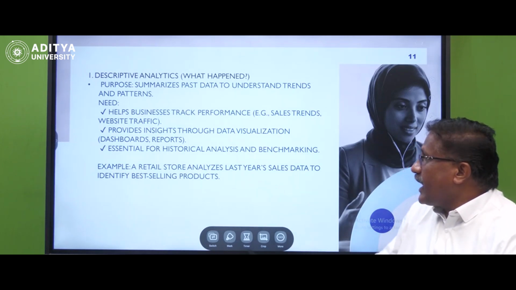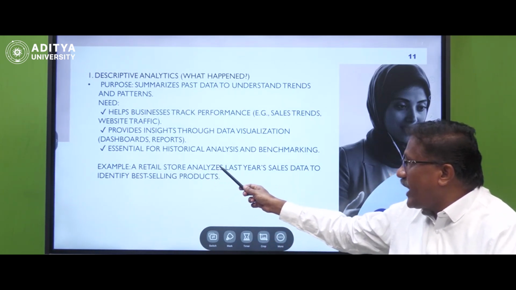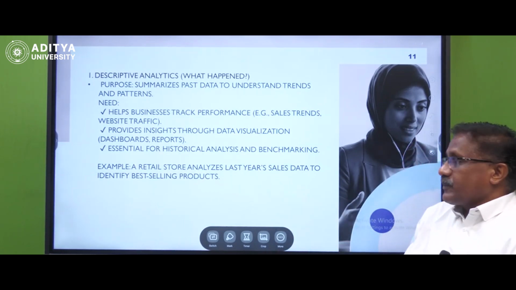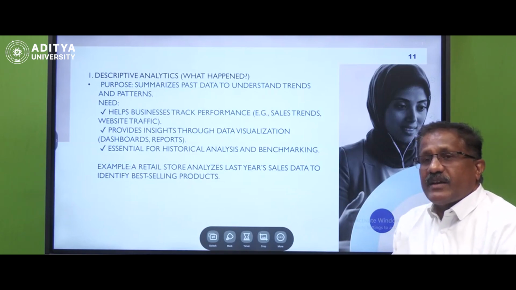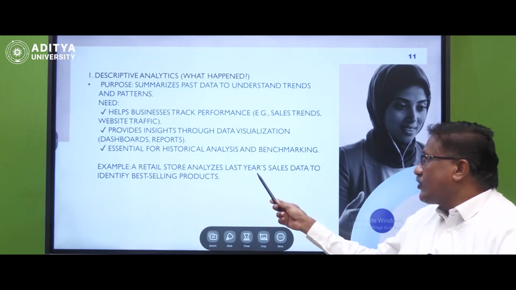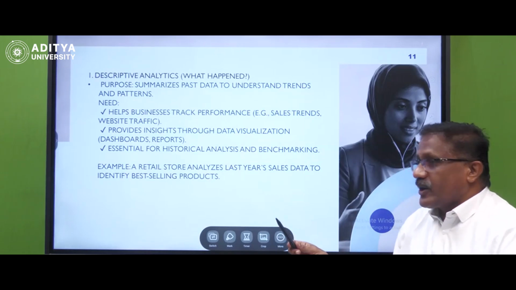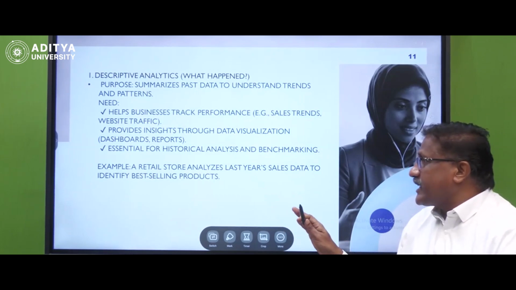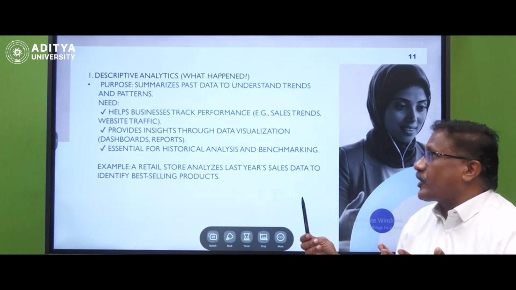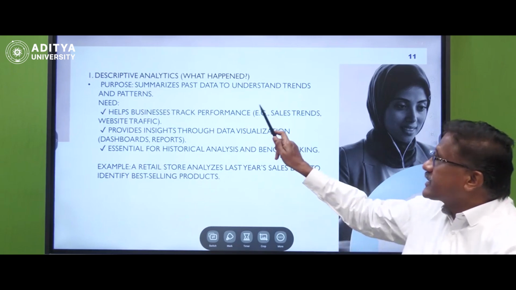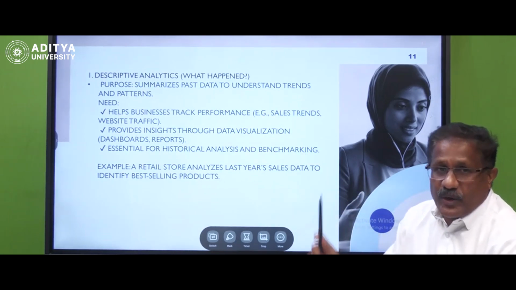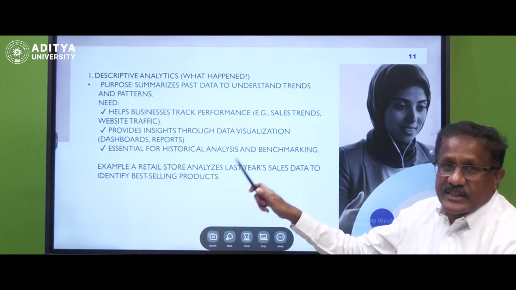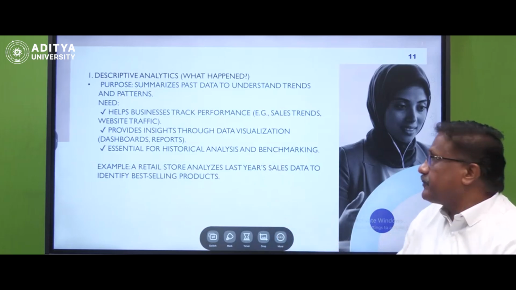For example, a retail store analyzes last year's sales data to identify the best-selling product. Suppose any business has a shopping mall or retail sales, you have to analyze for the last year which product is going well or not going well. All these analytics identify which one is the best-selling product. That is the concept of descriptive analytics. Very important, but it totally depends on the data, that is, whatever happened in the past historical data.